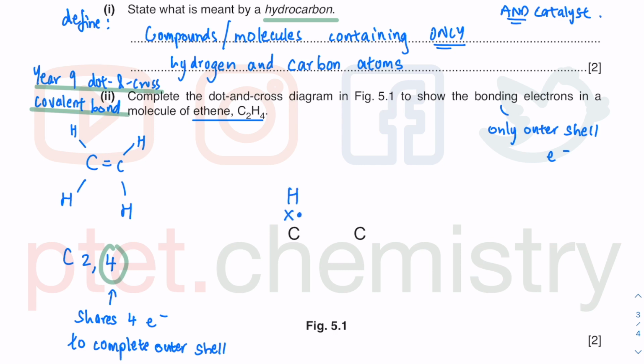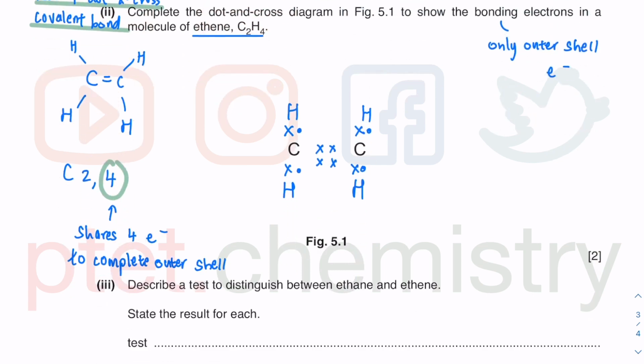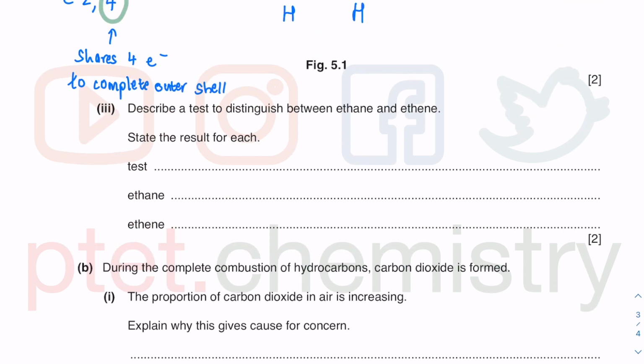So dot cross hydrogen, dot cross hydrogen, dot cross hydrogen, dot cross hydrogen, for each of the single covalent bonds there. This is a double covalent bond. So cross cross there, cross cross, because 2 electrons from this carbon, another 2 electrons from that carbon. So this carbon originally has 1, 2, 3, 4 crosses, and shares 4 other electrons. Same for that carbon, completing the outer shell.